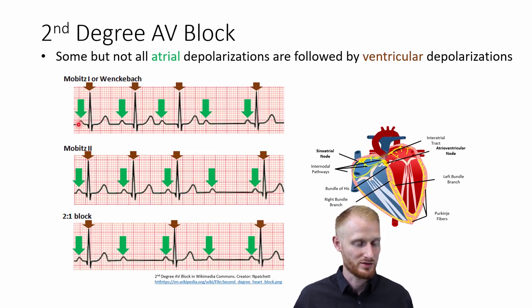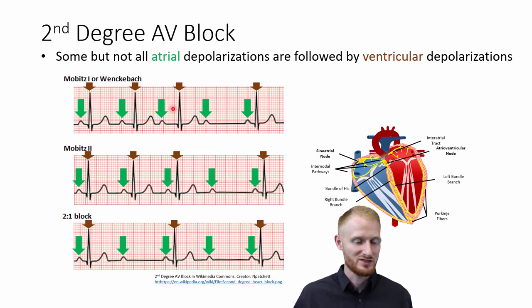This one, here's your atrial contraction. Here's your ventricular contraction. So P wave, R wave, P wave, R wave, P wave. Notice the missing R wave here. So the missing QRS complex, T wave is missing as well because there wasn't a depolarization. And then we go back to P wave, R wave. And this one here, P wave, R wave, P wave, R wave, P wave, R wave, P wave, no R wave, P wave, R wave.